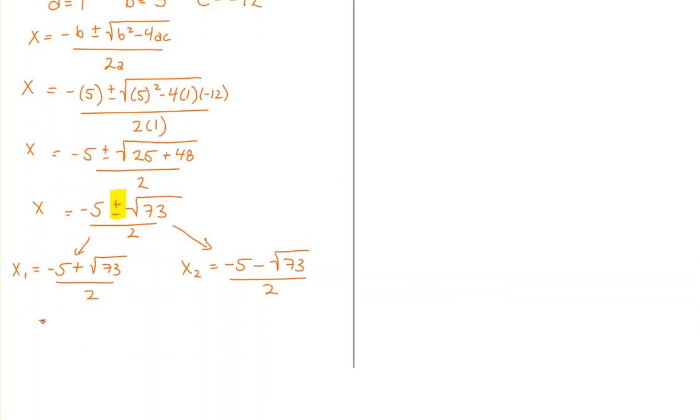If we continue and we actually solve this, so negative 5 plus the square root of 73, and divide that by 2, you're going to get positive 1.77. If you do negative 5 minus the square root of 73, divided by 2, you're going to get negative 6.77, and therefore your answers are 1.77 and negative 6.77.